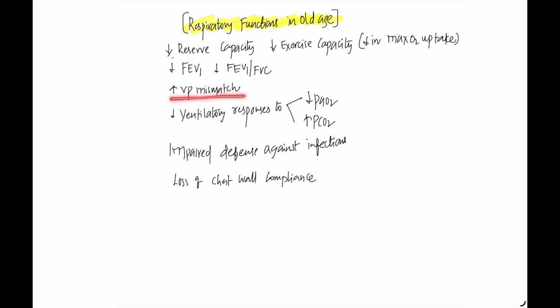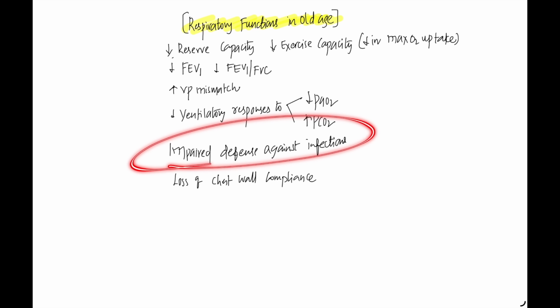There is a ventilation perfusion mismatch that increases, and whenever there is hypoxia or hypercapnia, the ventilatory responses are reduced because of the autonomic loss. Impaired defense against infections because of the lack of protective agents in the mucin, and chest wall compliance is lost.